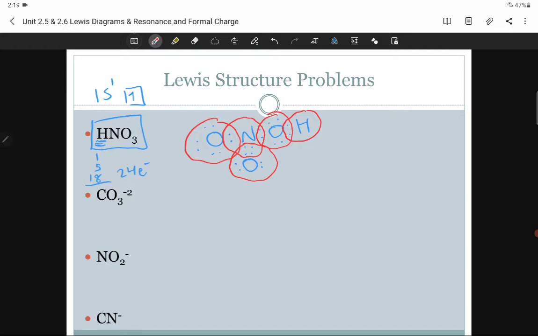So everything has the right numbers. Did we use 24 dots? 2, 4, 6, 8, 10, 12, 14, 16, 18, 20, 22, 24. Bingo. That is correct. Okay, so that's the rule for that.